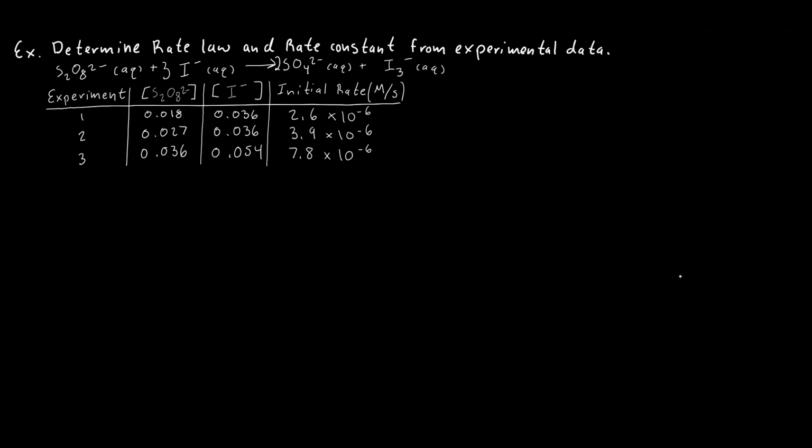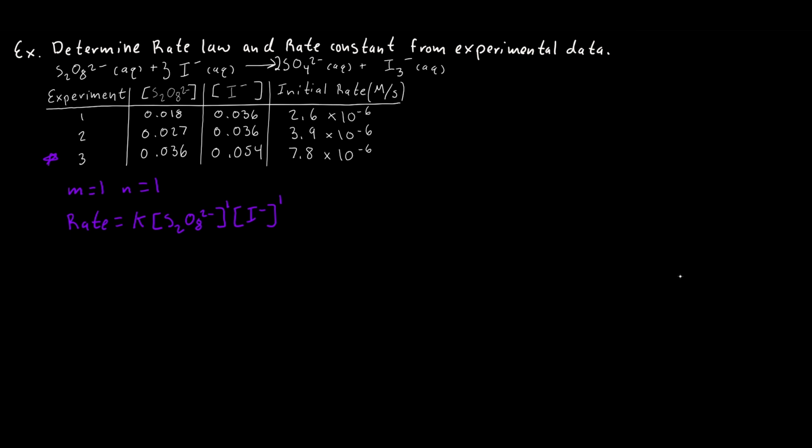So now that we solved that m is equal to 1 and n is equal to 1 for this equation, we can write our rate law. So the rate is equal to k, the rate constant, times S2O8 2 minus, to the first power, times I minus, to the first power. And now lastly, we have to solve for our rate constant. And we can pick any of the experiments like before. So this time, let's do experiment 3.